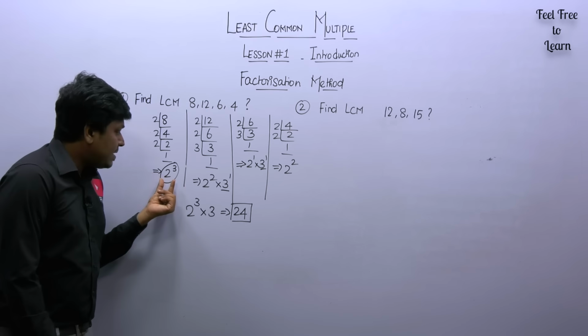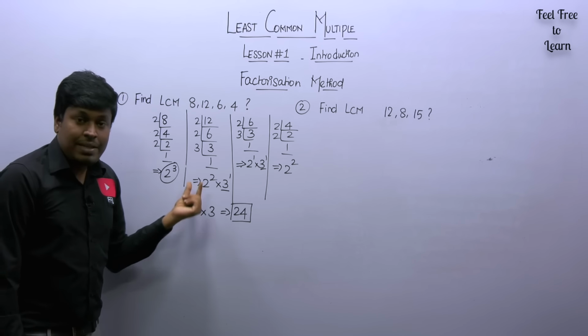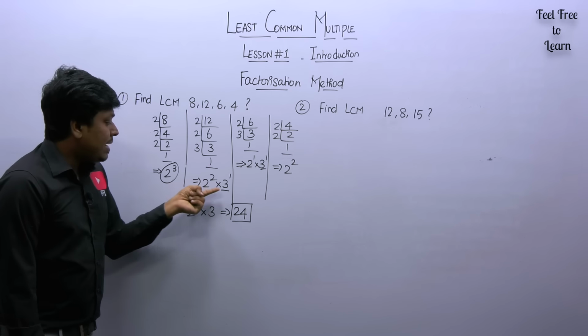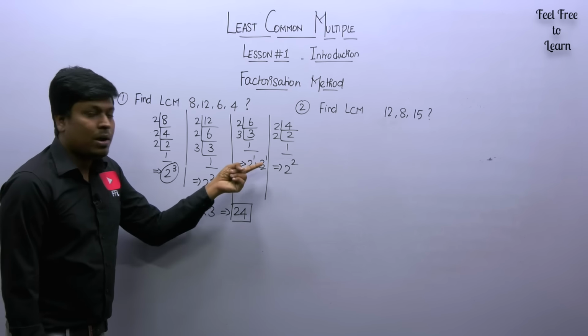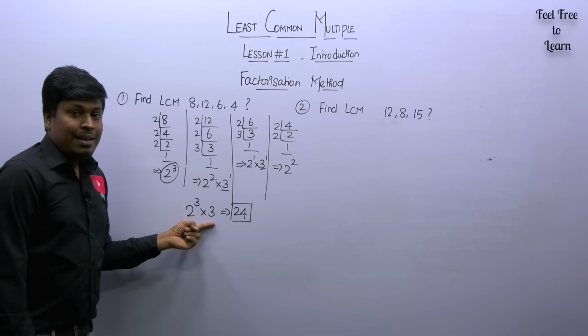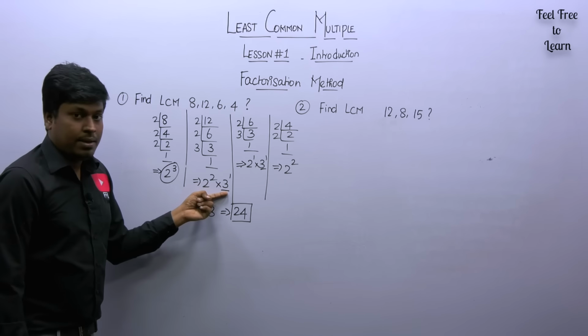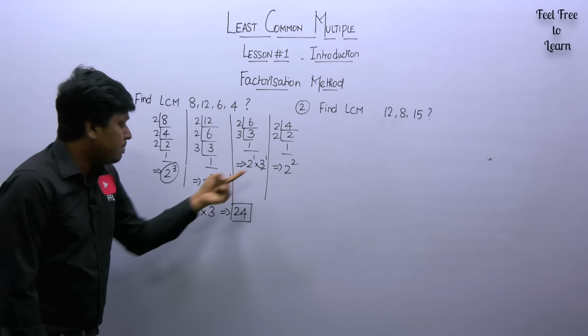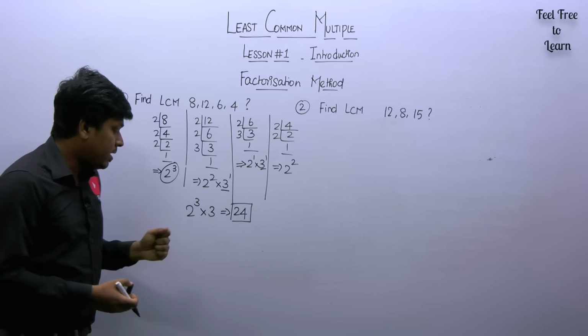Got it? So first we have 2, right? Out of these 2, the highest power is 2 power 3. So I have to take 2 power 3. Next is 3 power 1, 3 power 1 is common. So I have to take 3 power 1. In case one is 3 power 1 and another is 3 power 2, which number you have to take is 3 power 2. Always take the highest number.